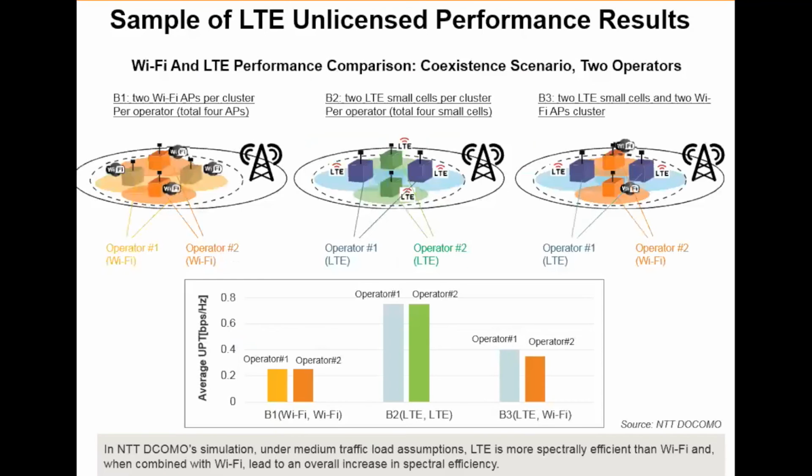Now we go to the next slide. The next slide shows that if two unlicensed Wi-Fi access points are working, it compares them with two LTE unlicensed small cells operating, and then with one Wi-Fi access point and one LTE small cell operating. You will again see that overall LTE unlicensed performs better. Again, these are simulation results, not real results, because the standard has just come out about a week back.